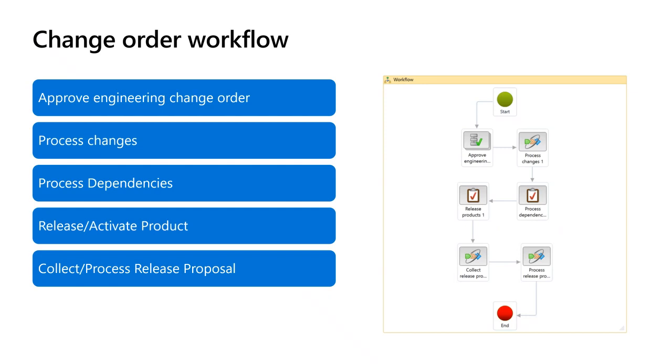Next, the step we have in the workflow is collect and process release proposal. This automation step releases the new version of the engineering product to the operational legal entity based on the release policy setup. This automation works if product impact is either none, or a new variant, or a new product from an existing product, meaning the product has been released at least once.